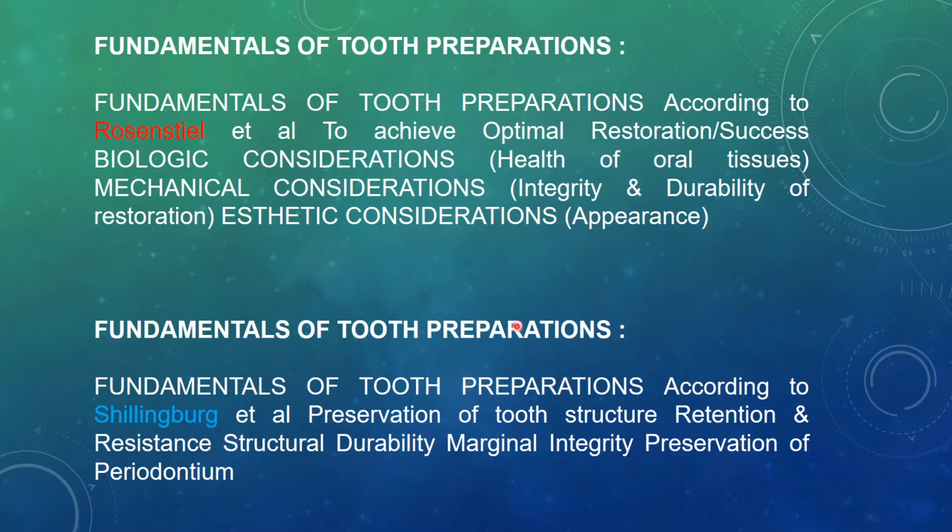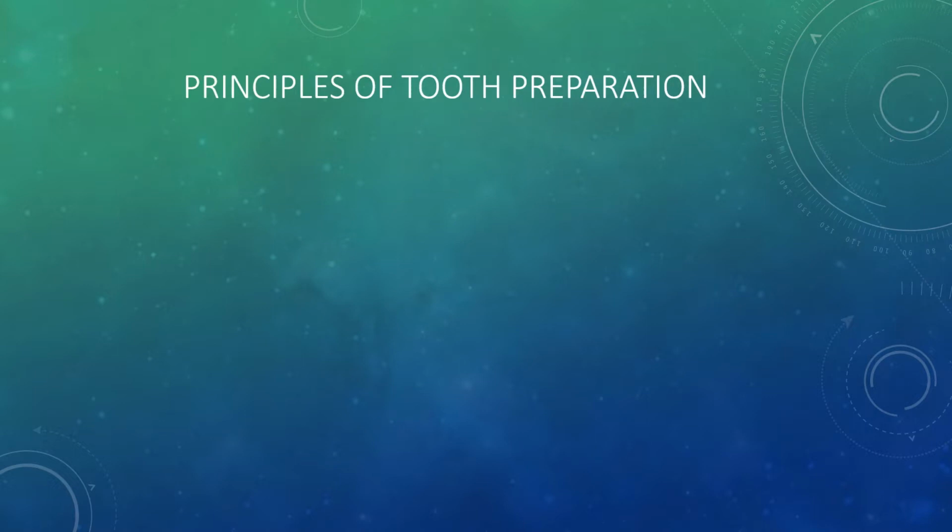Coming to the fundamentals of tooth preparation according to Schillenberg. Guys, I keep on talking about Schillenberg, Rosenstiel, the standard textbooks of FPD. These are the names of the authors. According to Schillenberg, the fundamentals of tooth preparation are preservation of tooth structure, retention and resistance, structural durability, marginal integrity, and preservation of periodontium. Basically, according to him, it can be divided into these groups.